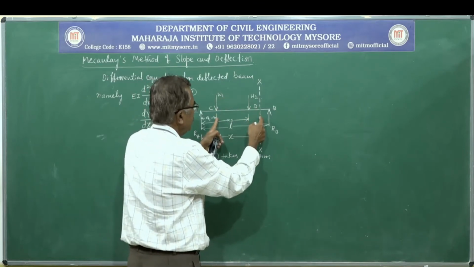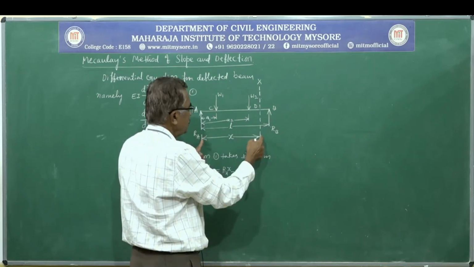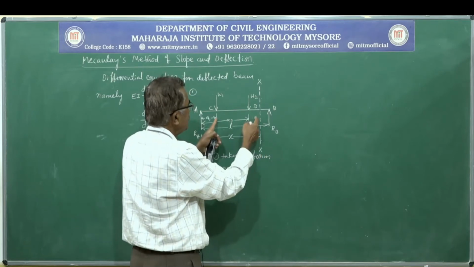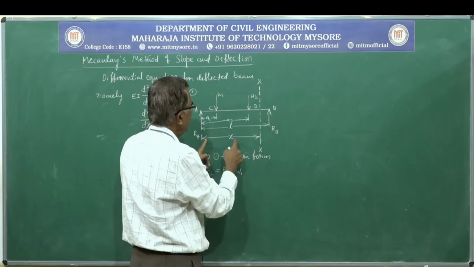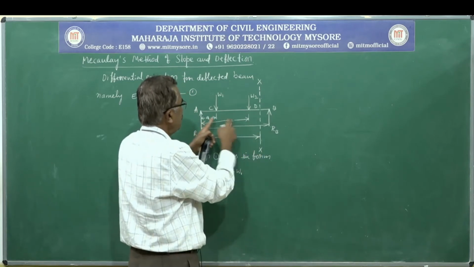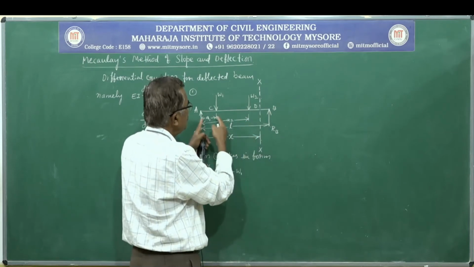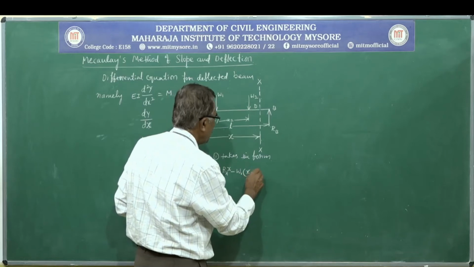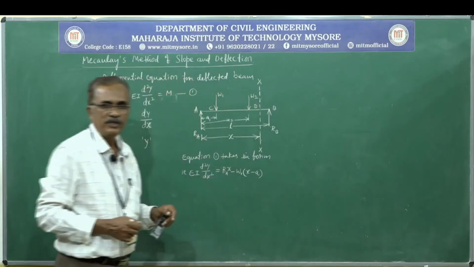For that, we know the distance from the origin to the section is x. We want this distance; we know this distance, so x minus a1 gives the perpendicular distance. So W1 into x minus a1 is the moment of W1 about this section.